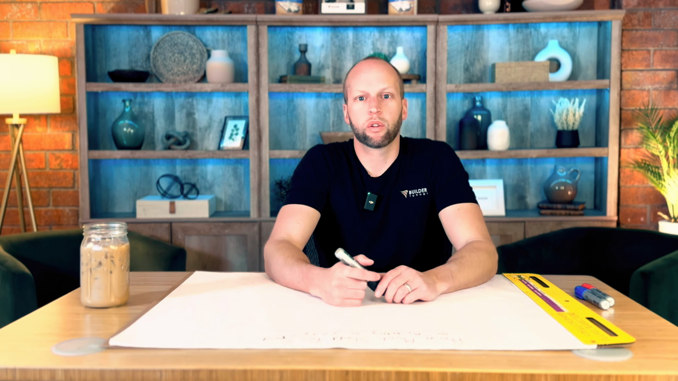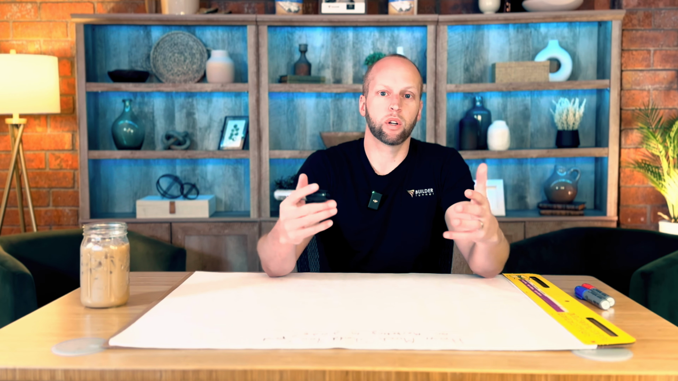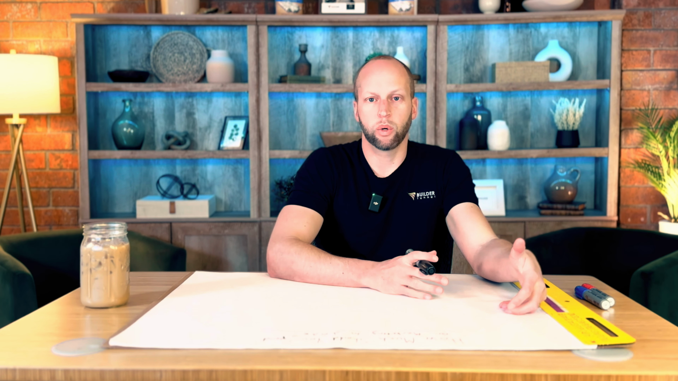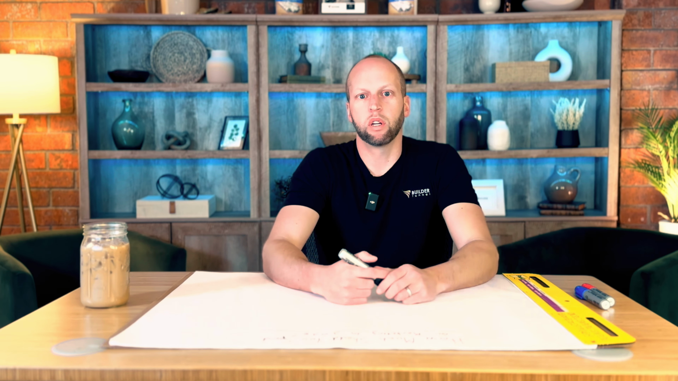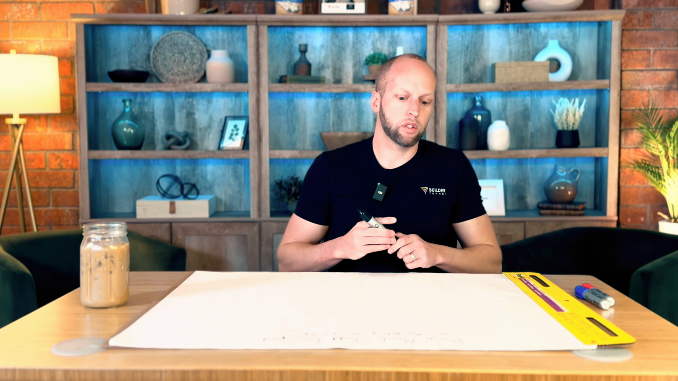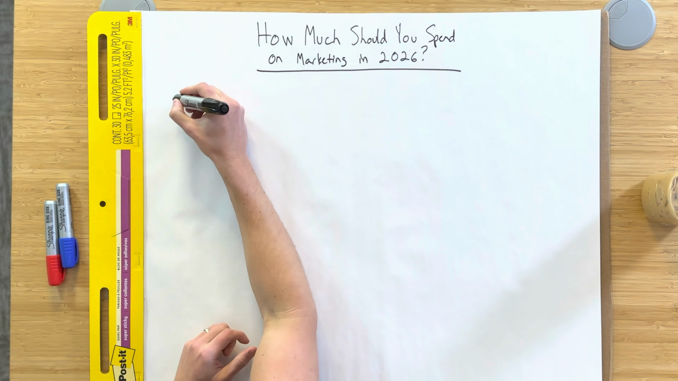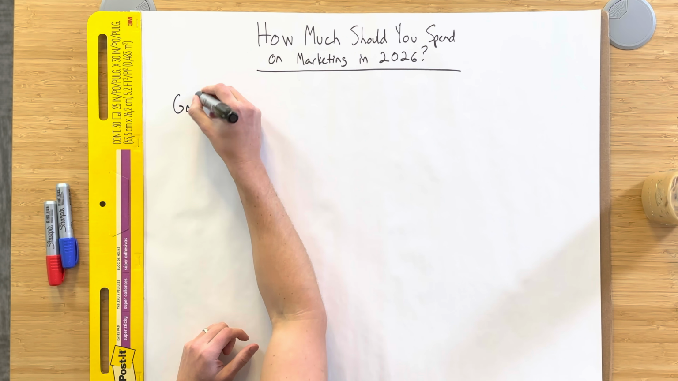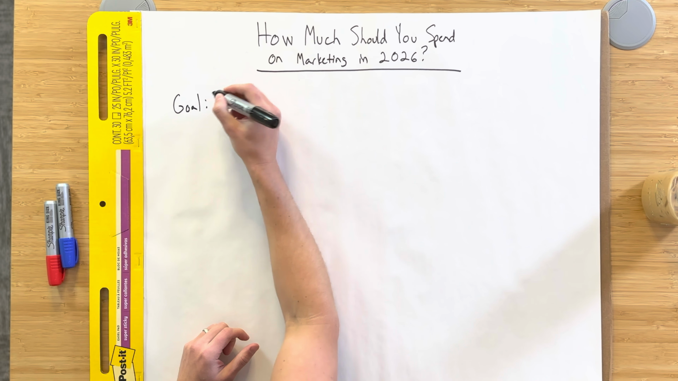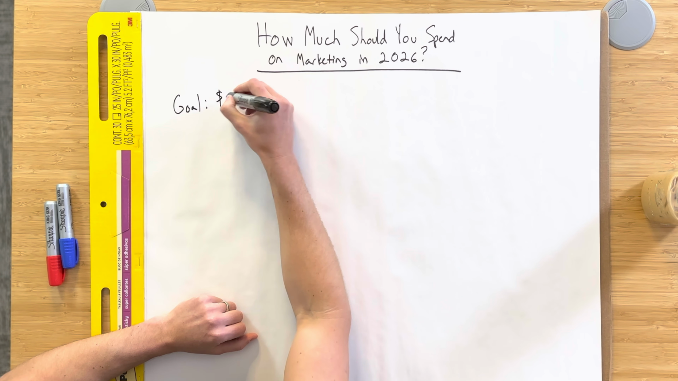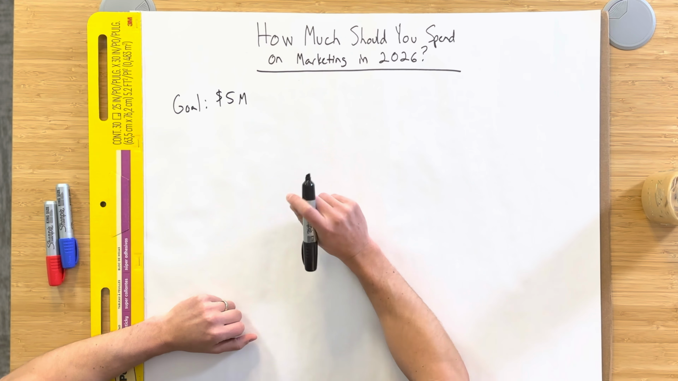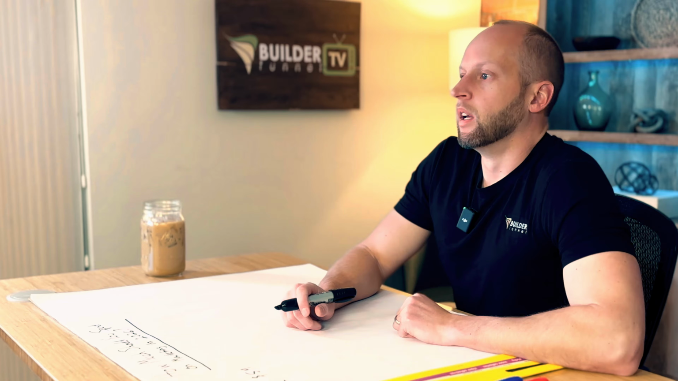So let's walk through the math so that you know how you can look at your current situation, your goal, and then how do you figure out where you should be for your budget. So let's start with the goal. We need a goal, otherwise we have no idea where we're going. So let's say our goal is to get to 5 million in sales. That tells us something, but it doesn't tell us everything.